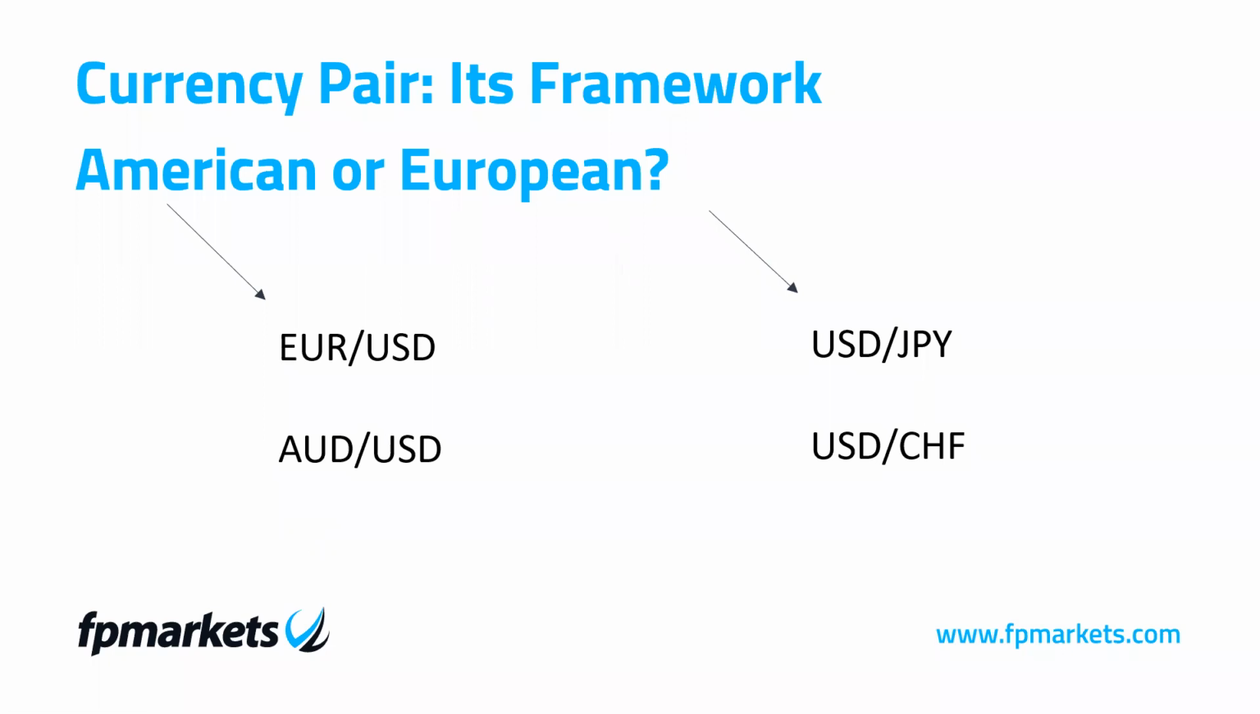So those that quote a currency aside from the dollar are often termed Europeans. As you can see here, we have two clear examples: the dollar yen and the dollar Swiss. Now, just to be clear, European terms are not restricted to European-based currencies. Any currency aside from the US dollar can form a European currency pair. So what you have here is the Japanese yen per one unit of dollar, the Swiss franc per one unit of dollar.